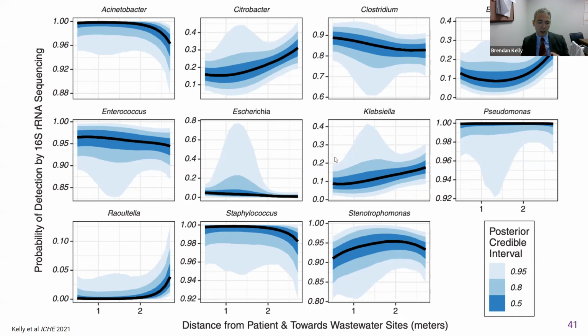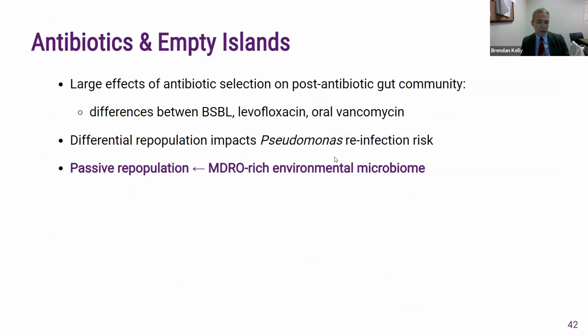And so this comparison of DNA deposition and culture is one that we're bringing to bear in a bunch of different studies. But I think the point of this, again, is just to highlight that this is what's out there, ready to repopulate the gut and the lungs after antibiotic treatment. So closing statements on antibiotics and empty islands. We saw large effects of antibiotic selection on the post-antibiotic gut community, differences between broad-spectrum beta-lactams, levofloxacin, and oral vancomycin. We saw how differential repopulation can impact Pseudomonas reinfection risk. And so again, to highlight here, passive repopulation is an invitation for an MDRO-rich environmental microbiome to repopulate the gut and the lungs.